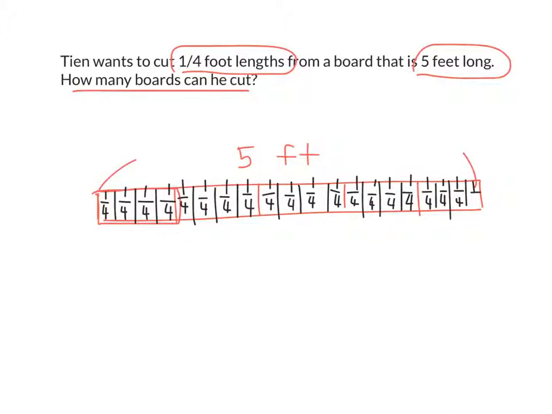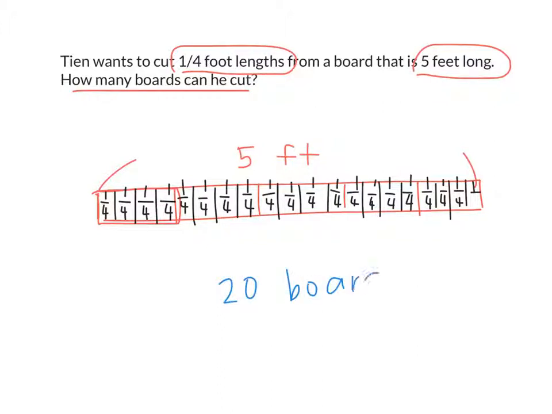Okay, so in the first foot, how many 4th size pieces did he make? 4. What about the second foot? What about the third foot? What about the 4th foot? What about the 5th foot? So all together, how many 4th size pieces can Tien cut? Because there's 4 here, 4 here, 4 here, 4 here, and 4 here. So all together, there are 20. If you count them up, you will see that there are 20 boards. The answer is 20 boards.